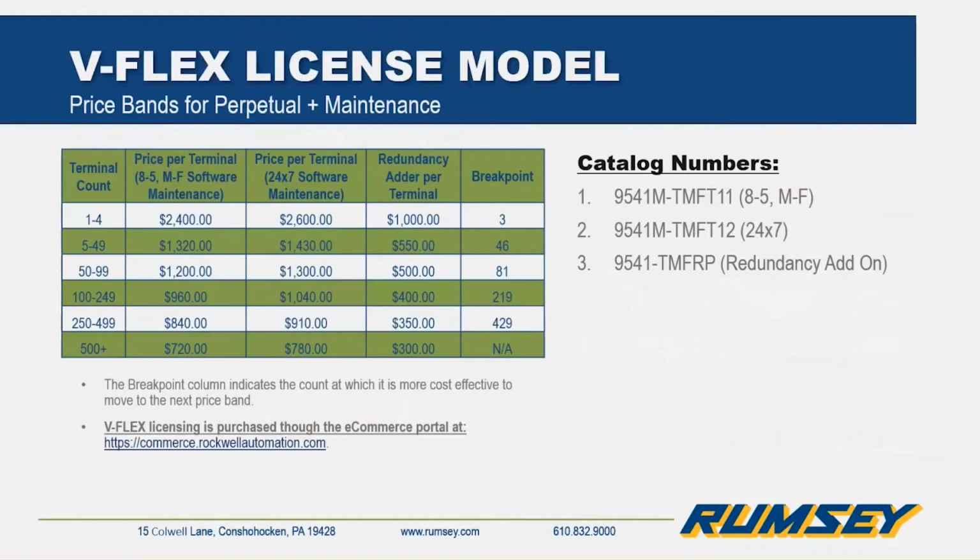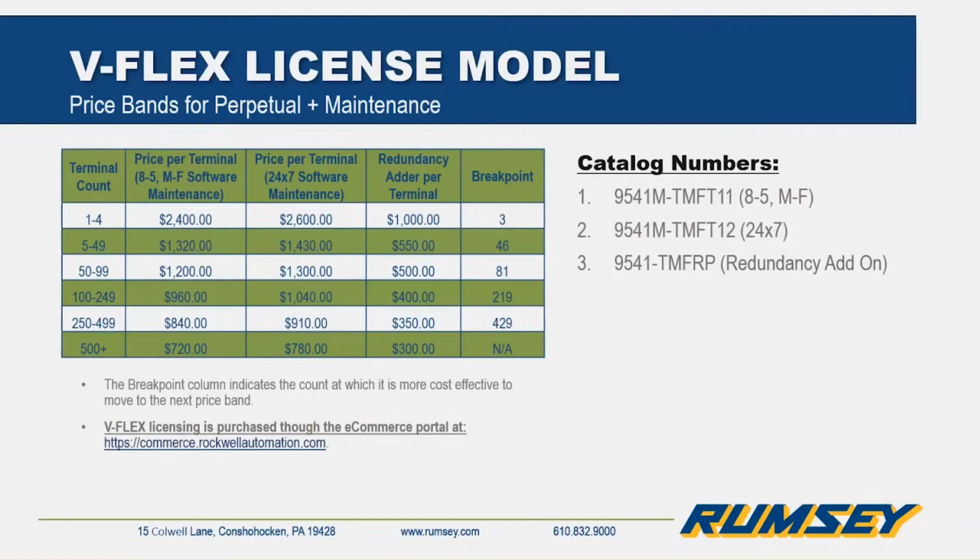Rockwell's licensing and pricing changes quite often. So this is currently where we're at. But more importantly, what I wanted to show here is those breakpoints I was talking about. If you're looking at implementing 3 Thin clients, you're probably better off going ahead and buying 5, because not only will it be either the same price or less, but it gives you some spare, some breathing room.